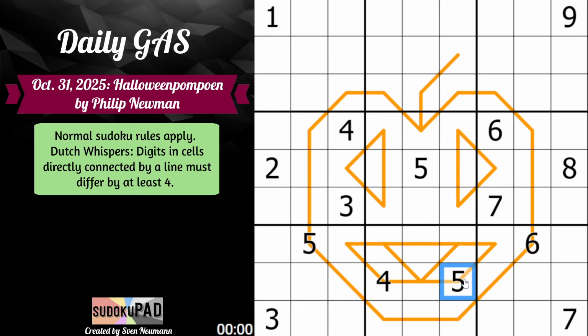We're allowed to have 5 along the line, but 5 is special on these Dutch whispers because it can have 1 or 9. It's kind of the bridge between the lows and the highs. Hopefully that made sense. Those are the rules. Let's jump right into it.